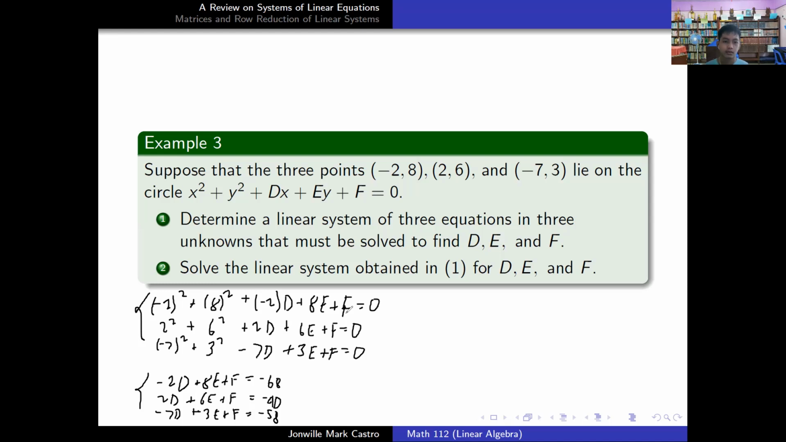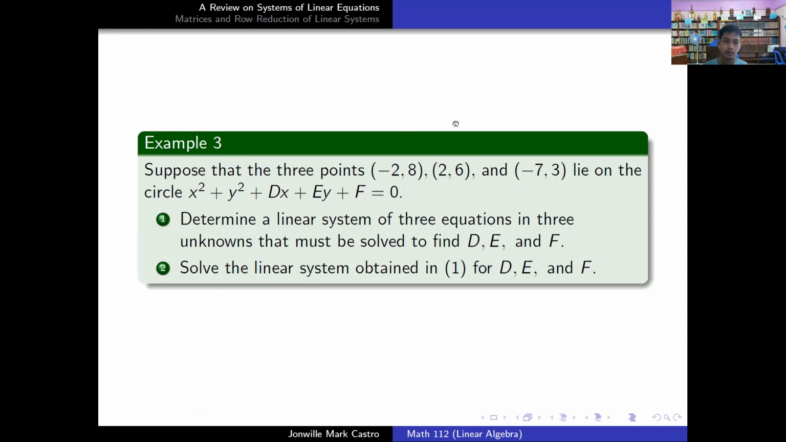Okay, so yung solution nito, this is left as an exercise. So, parang ganyan siya dun sa last example kanina na 3 equations, 3 unknowns. So, solve na siya. Okay.